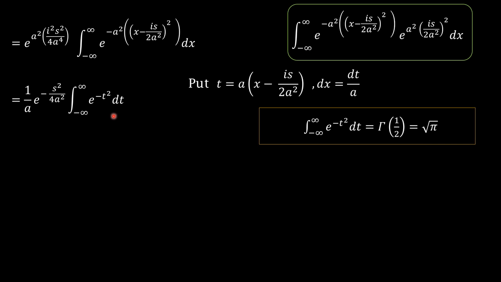And the value of this integral is a standard integral, which is nothing but gamma half, and we know that the value of gamma half is root pi. Therefore, the Fourier transform of the function e to the power minus a square x square is root pi by a into e to the power minus s square by 4a square. That completes the first part of the question, students.